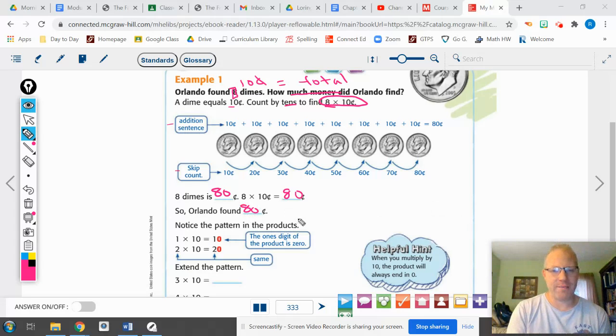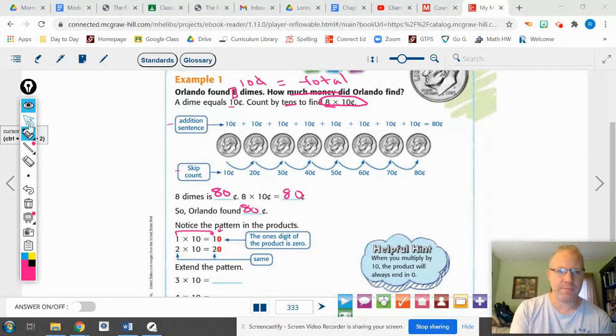Notice the patterns in the products. 1 times 10 equals 10. The ones digit is a 0. 2 times 10 is a 0 as well in the ones digit. But then when you look at the factor, 2 or 1 times, that's going to be in the tens place. So when you look at your factors, the factors are going right over into the tens place, and the ones place is always a 0. So extend that pattern then.